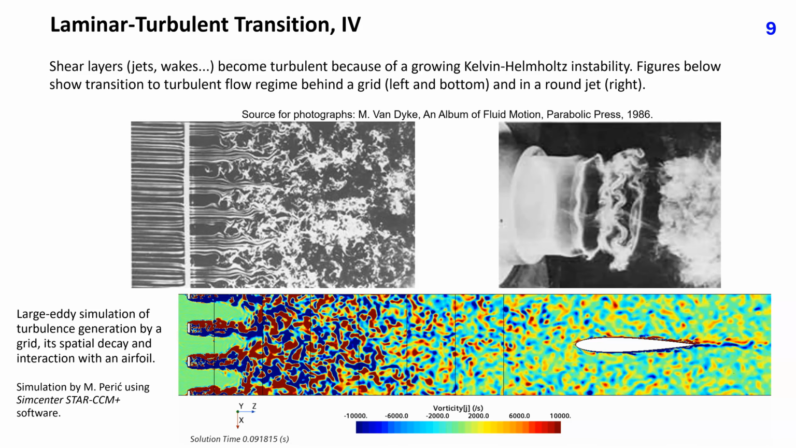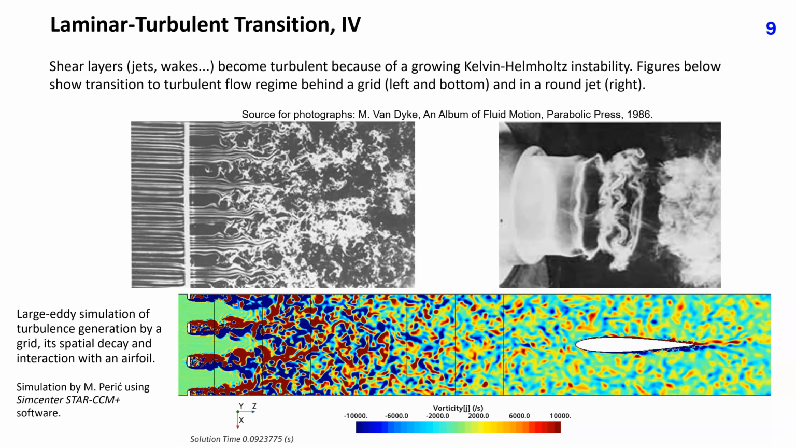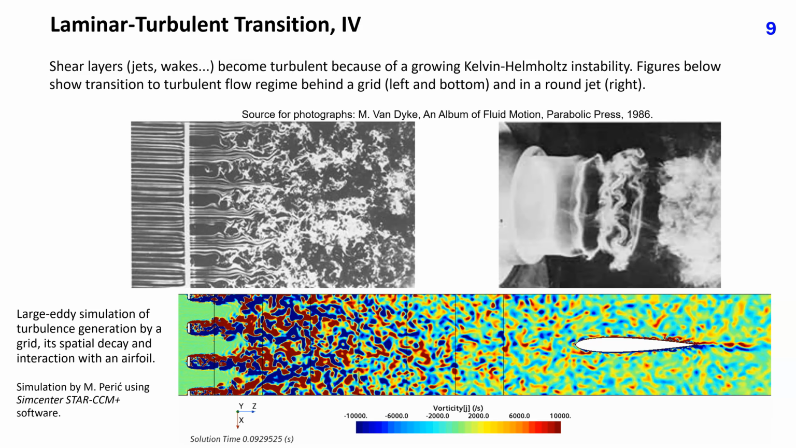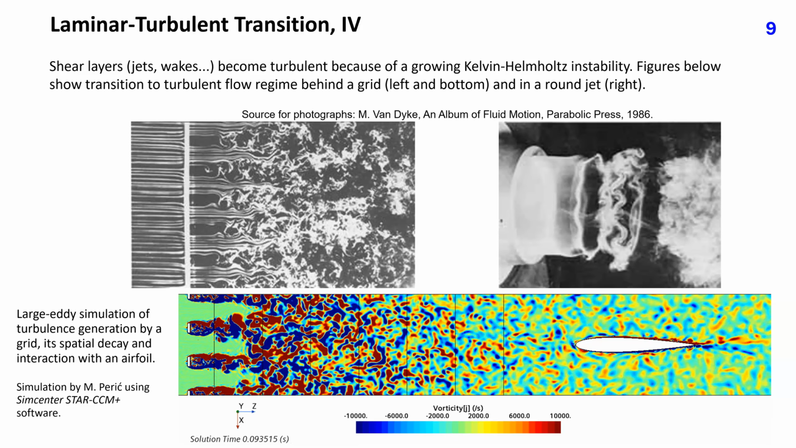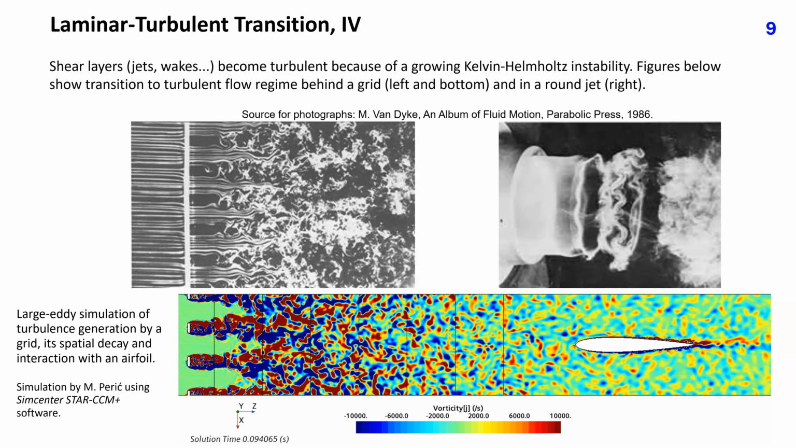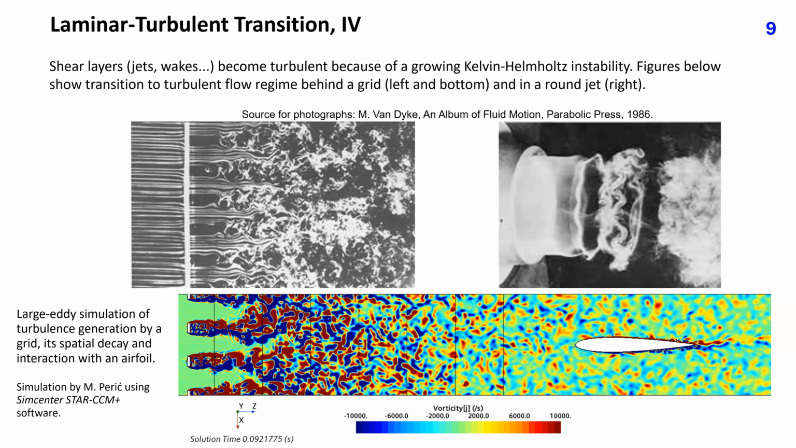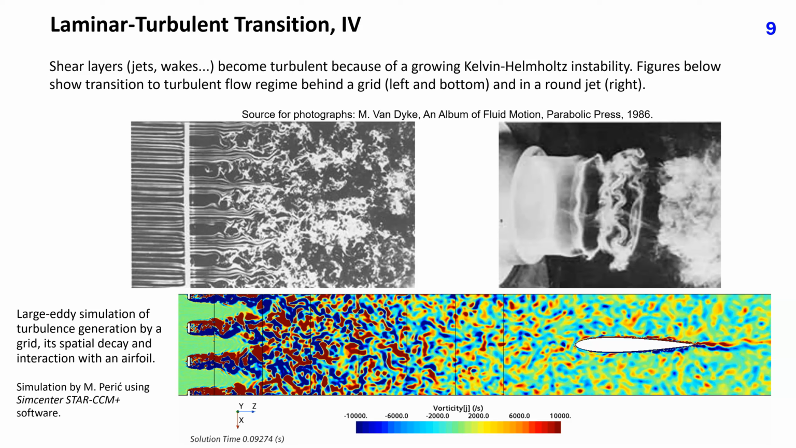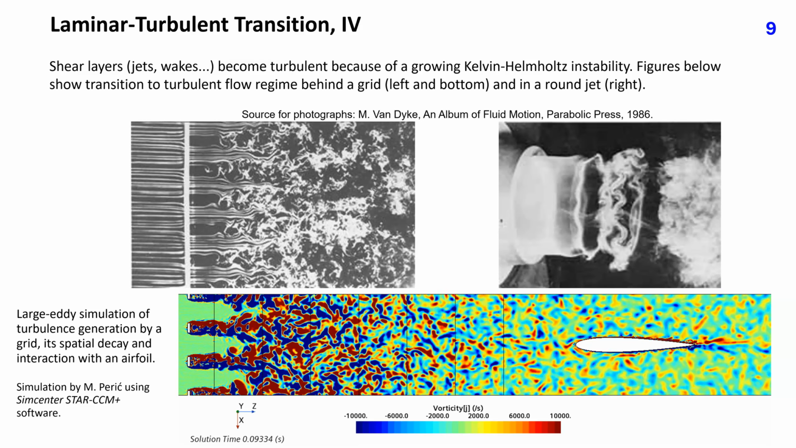Shear layers are zones of high velocity gradients between two streams with different velocities. Examples are jets, separation zones, and wakes behind bluff bodies. Shear layers become turbulent because of a growing Kelvin-Helmholtz instability.